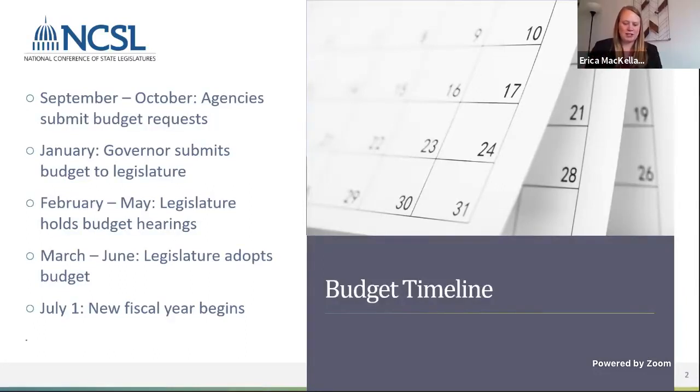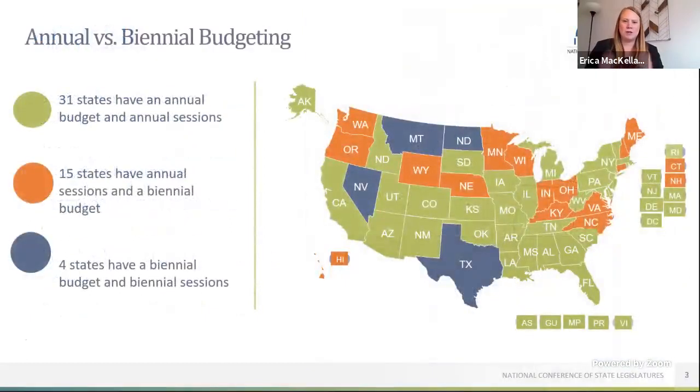As I mentioned, session length varies by state. So this can happen anytime between March and July 1st, but June 30th at midnight is really the final time for states to be able to pass their budget. The new fiscal year begins on July 1st in all but 4 states: Alabama, Michigan, Texas, and New York. And I'll talk a little bit about what happens if states don't pass their budget on time in a little bit.